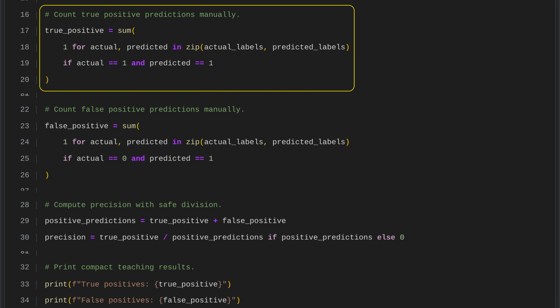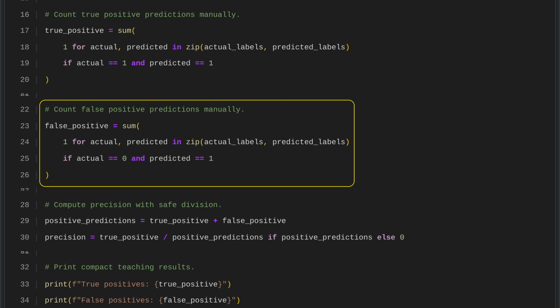True positives are counted by comparing each actual label with its predicted label. For each pair, the count increases only when both labels indicate a defect. This gives the number of cases where the model correctly predicted a defect that was truly present.